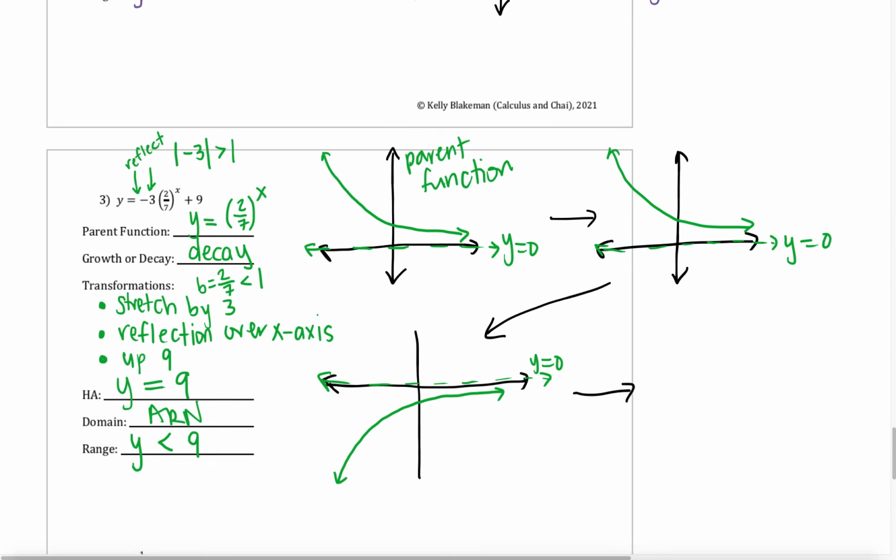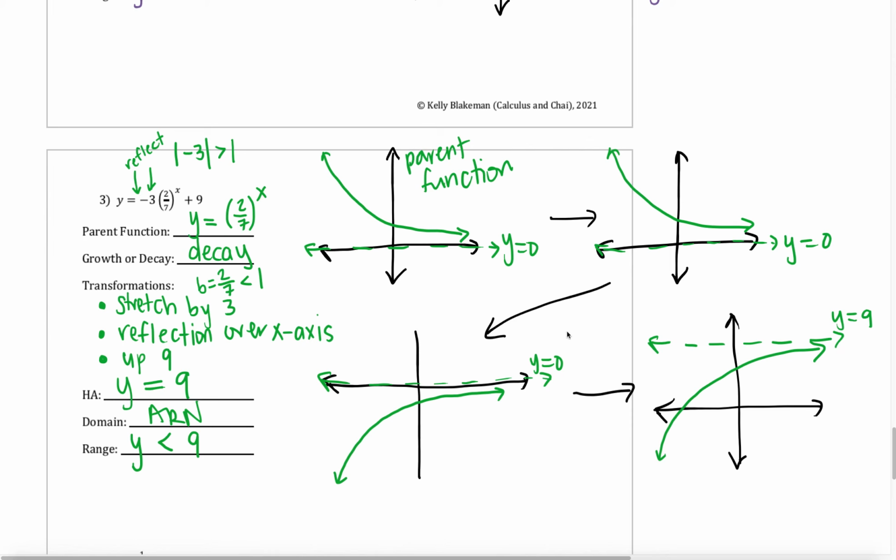Now from here, our last step is to go up 9. So we're going to take the same curve shape and move the whole thing up 9 instead. And that's what's moving that horizontal asymptote. So we're now up here, dotted line, at y equals 9. But we still have the same shape, starting far away, and it's curving towards that horizontal asymptote. And if we check it, our horizontal asymptote lines up at y equals 9. Our domain is still all real numbers, but our range is now y is less than 9 in this case.